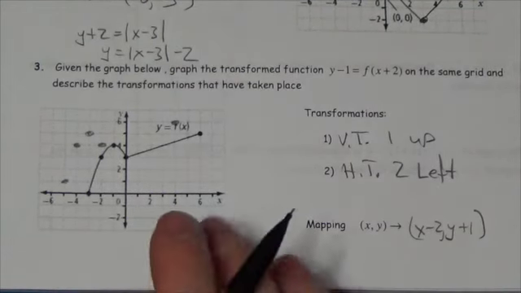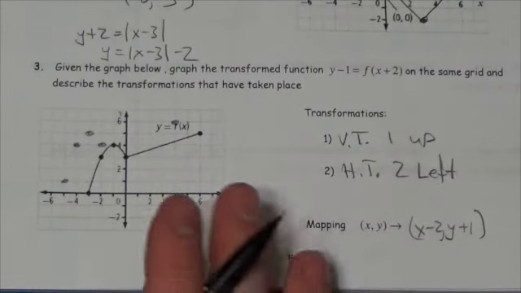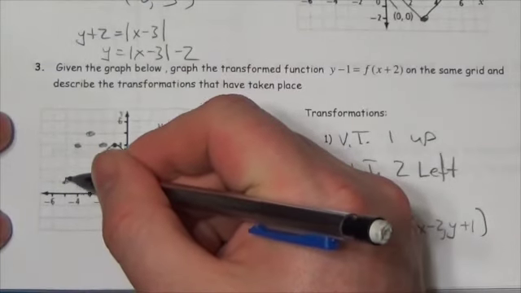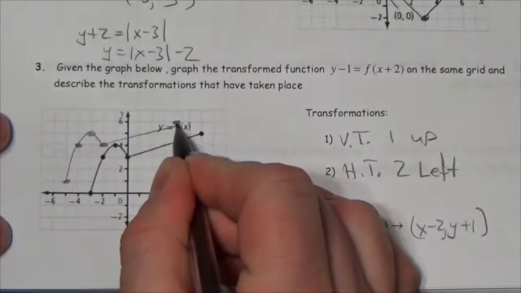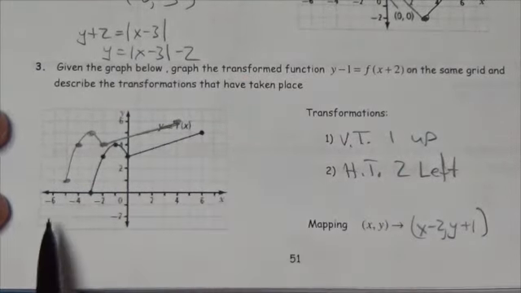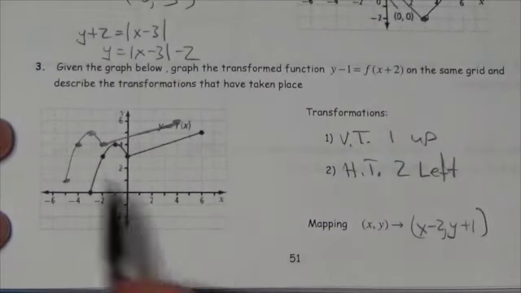Now, because the transformations here don't change the shape, they just change the position, I'm just going to draw this thing exactly the way I saw it previously. I could have done that a little better, but anyway, there you go. So that's the graph that they're looking for.